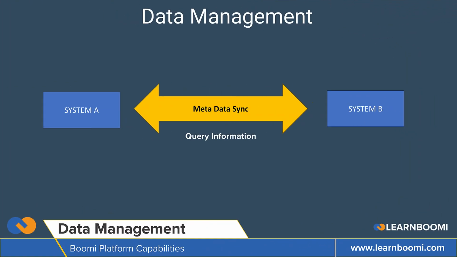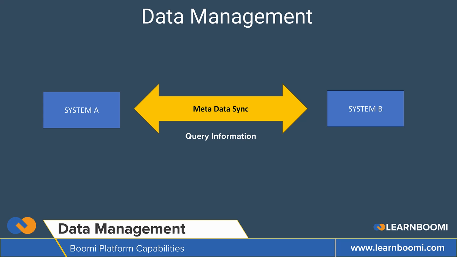Next, in this slide, we are focusing on another important part of data management called metadata sync. So what is a metadata sync? On the left-hand side, we have system A. On the right, we have system B. Unlike the previous example where we synced actual business data such as customer, order, and product, in this case we are dealing with something more foundational, which is metadata.